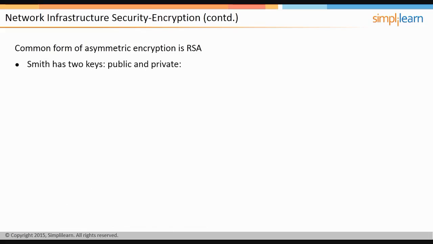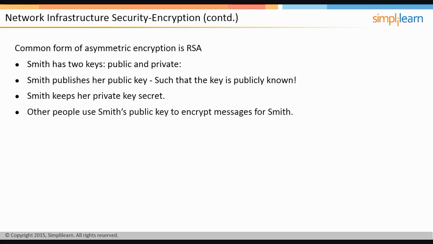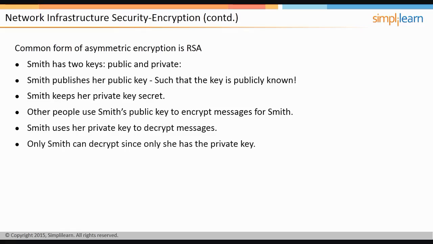Smith has two keys, public and private. Smith publishes her public key, such that the key is publicly known. Smith keeps her private key secret. Other people use Smith's public key to encrypt messages for Smith. Smith uses her private key to decrypt messages. Only Smith can decrypt since only she has the private key.